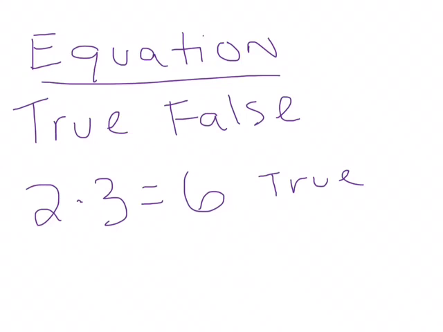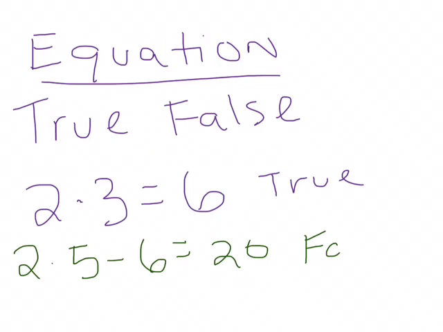Let me give you an example of an equation that's false. Two times 5 minus 6 equals 20. Well, we know this is not true because 2 times 5 is 10. 10 minus 6 is 4. There's no way that it equals 20. Therefore, this equation is false.